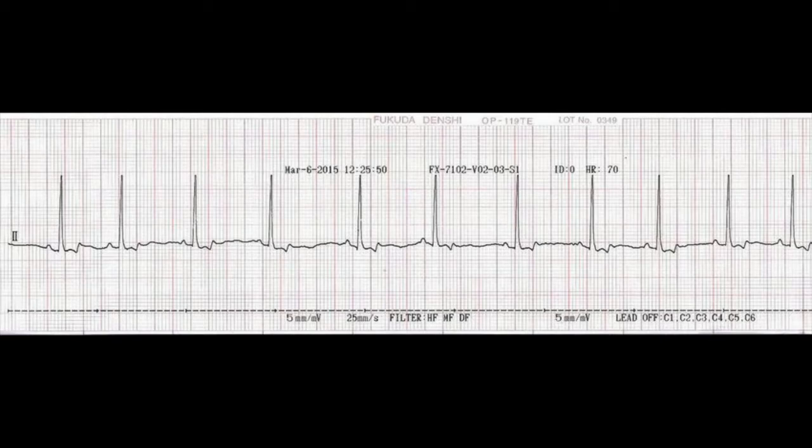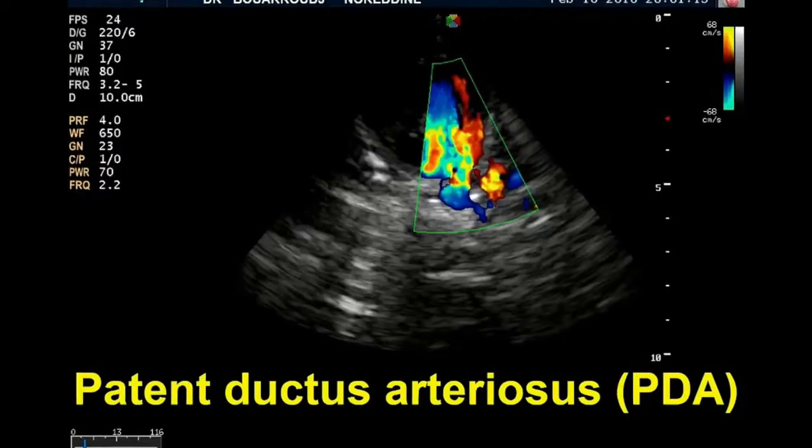How do we diagnose PDA? We diagnose it through the presence of a continuous heart murmur. We will do chest x-rays and an ECG. We'll do blood tests. We would do echocardiography, or cardiac ultrasound. This is important for diagnosis.